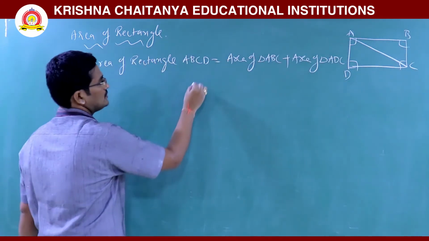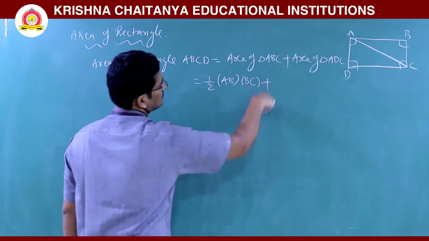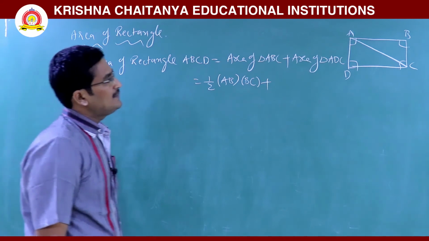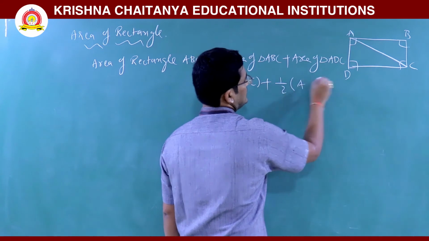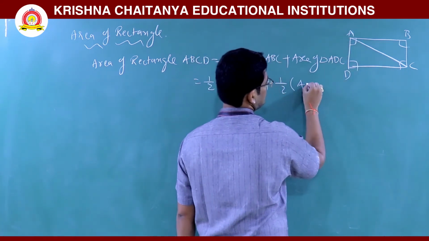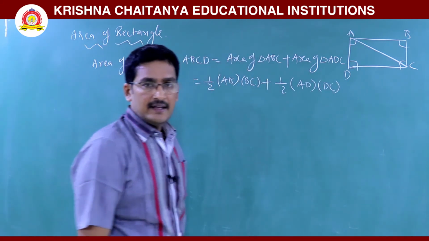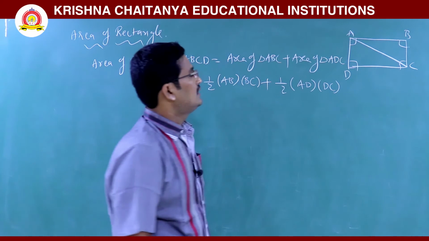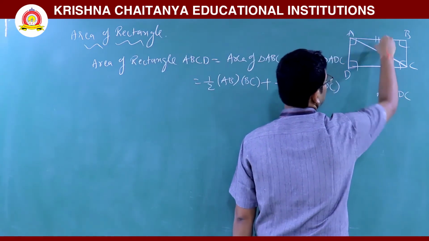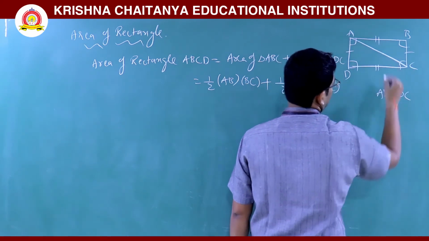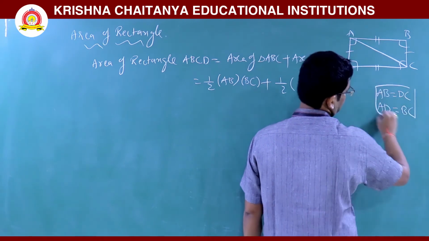So half into AB into BC, that is the area of triangle ABC. What is the area of triangle ADC? Half into this is base, DC into AD. It is a rectangle, that means opposite sides are equal. That means AB length is equal to DC, AD length is equal to BC. You know about this one.